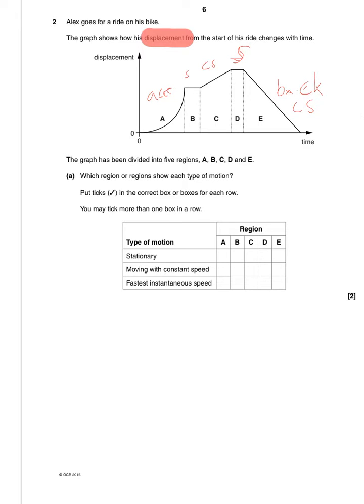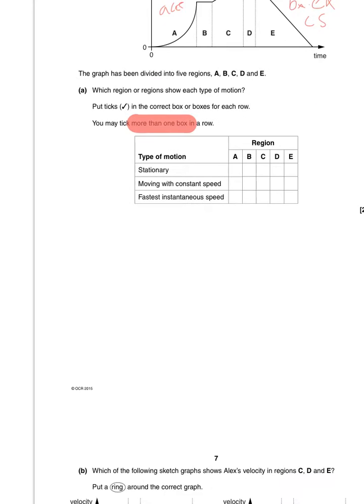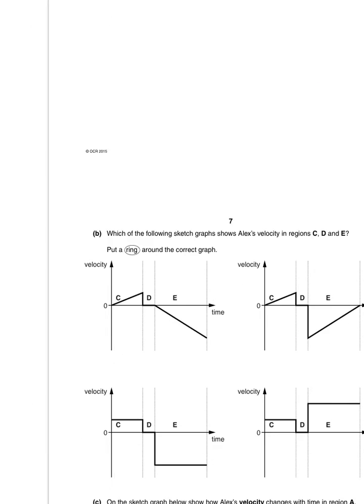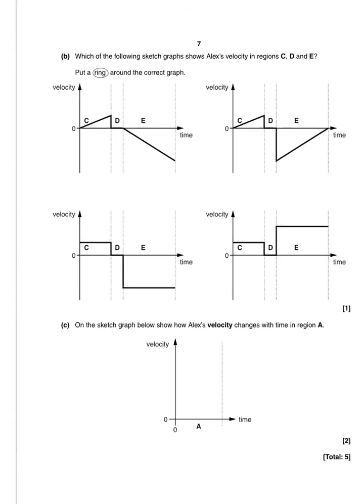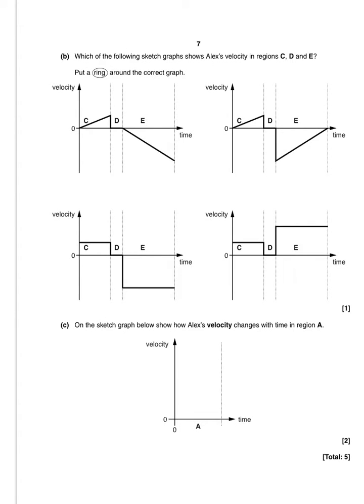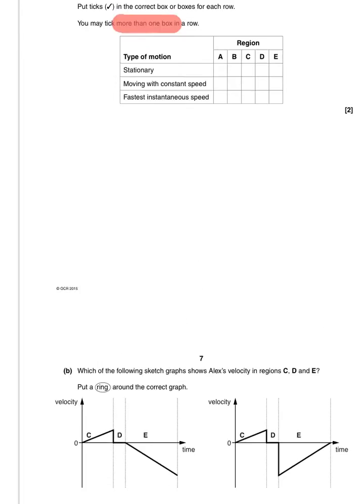and then we can look at the question. Right, we've got to analyse it. One of the crucial things as you read this, you can tick more than one box in a row. Okay, so that's going to be important. Next one is quite a tricky one actually, for 1 mark as well. Which of the following sketch graphs shows Alex's velocity in regions C, D and E?